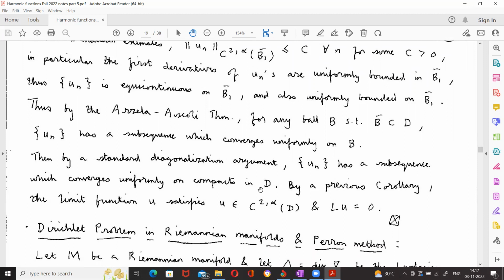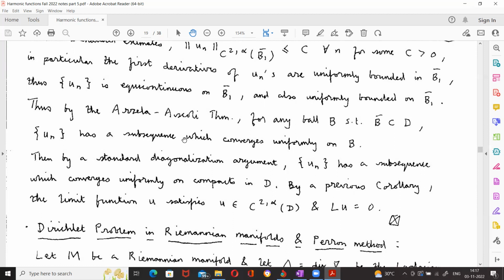Okay, so this argument is standard. Do you remember what this argument is? You write the domain D as a countable union of balls, say B, whose closures are contained in D, right? This we can always do. Then on the first ball, you get a convergent subsequence, right?